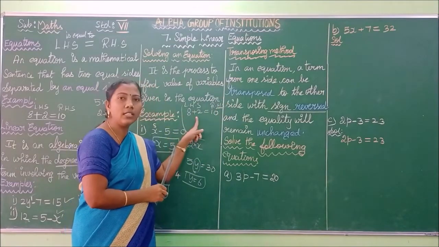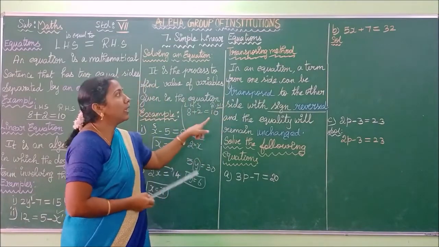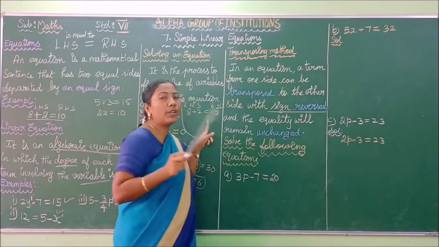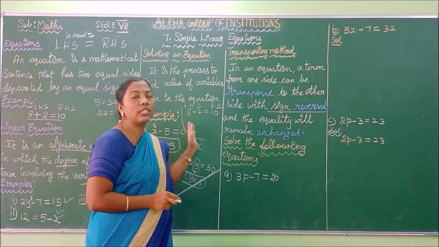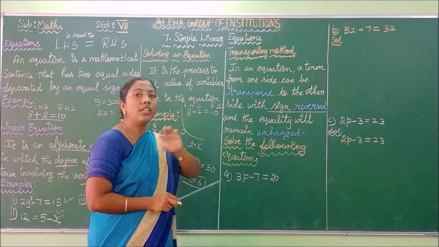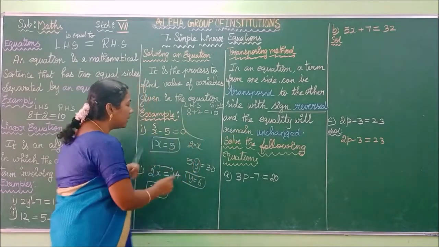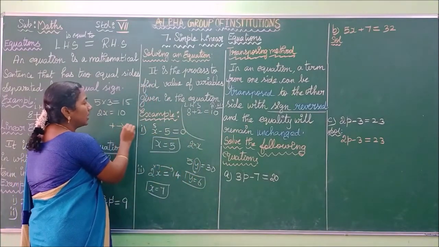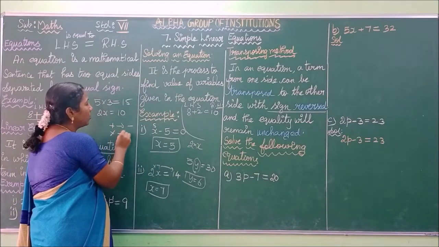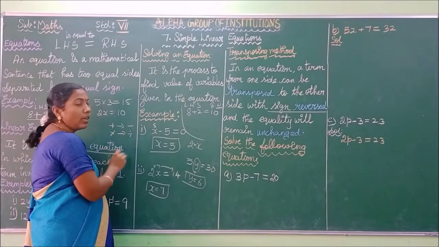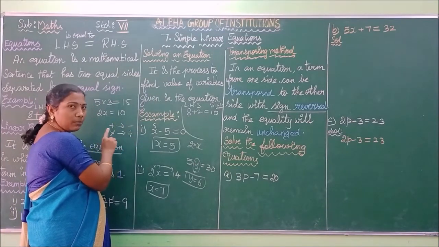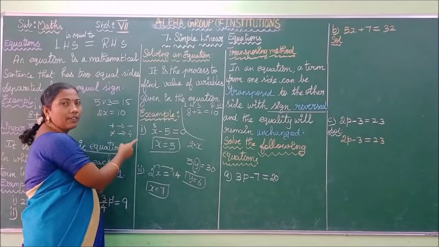Transpose 2 from LHS to RHS. By the transposing method, if you transfer any term from one side to the other side, you have to reverse the sign. Reverse the sign means plus becomes minus, multiply becomes divide. Minus means plus, plus means minus. Multiply means divide, divide means multiply.